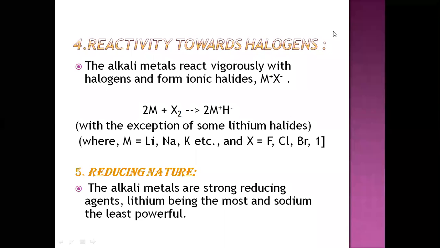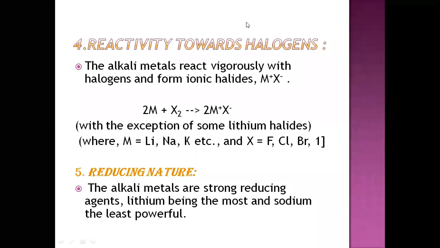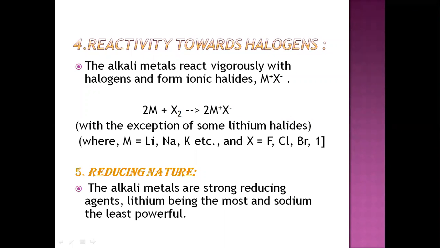So when a metal reacts with the halogens, or this X, then what will form? M positive and X negative, right? With the exception of some lithium halides, there is an exception with lithium halides. So M will be lithium, sodium, potassium, rubidium, cesium, and X can be fluorine, chlorine, bromine, and iodine. Then next we'll come to the reducing nature.